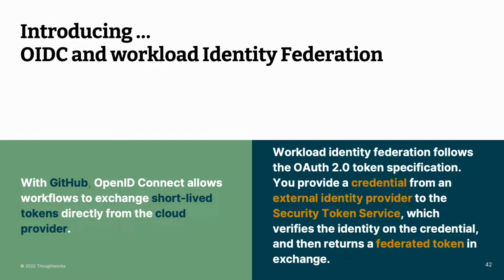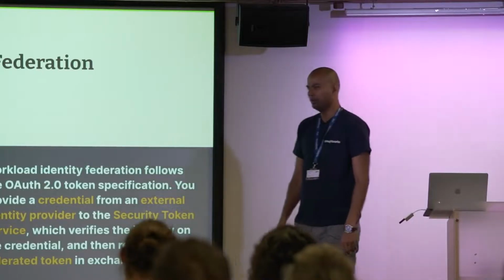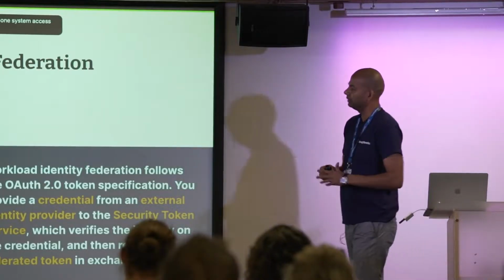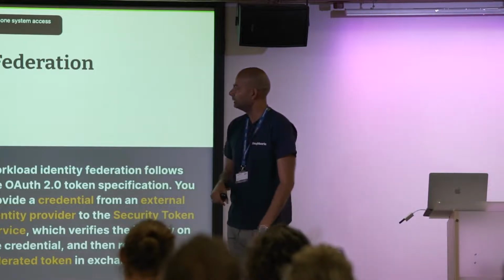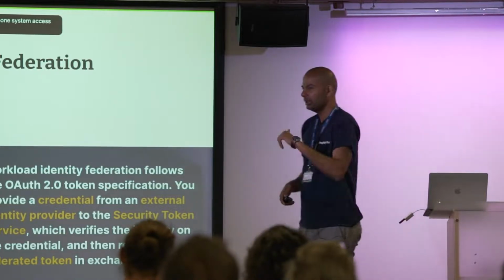In general, what this whole process does is let us exchange short-lived tokens directly from the cloud provider if the trust is set up. If the two systems trust each other, then they can exchange a temporary access token and let one system access resources on another system. I think that's pretty much what we wanted. We wanted a temporary token. We wanted to set up the trust level. So that looks quite interesting. Okay, let's go inside that.